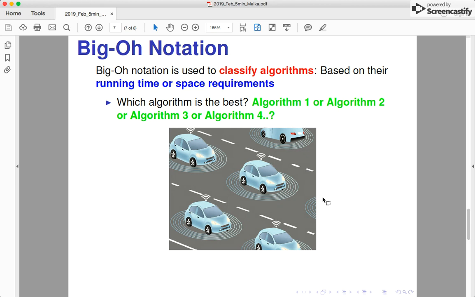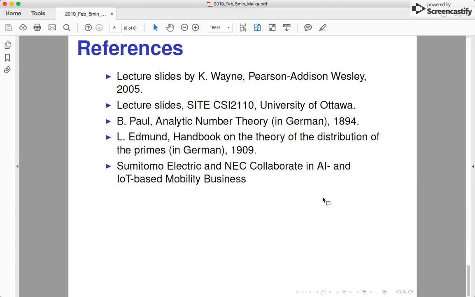We have four working algorithms developed by you to make the decision about perfect positioning of a self-driving car. Now you know why it is important to classify these algorithms. We use something called Big-O notation for this, based on their running time or space requirements. Let's have a short break and go through these techniques to see which group developed the best algorithm to make the decision about perfect positioning of a self-driving car. See you after the break.